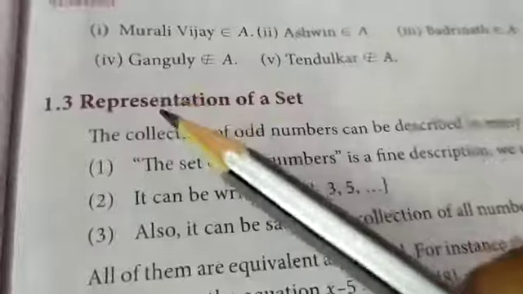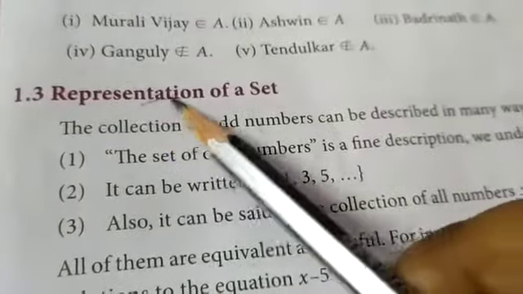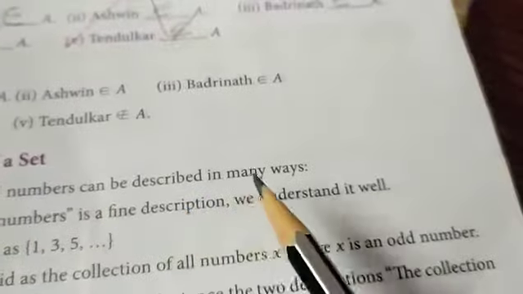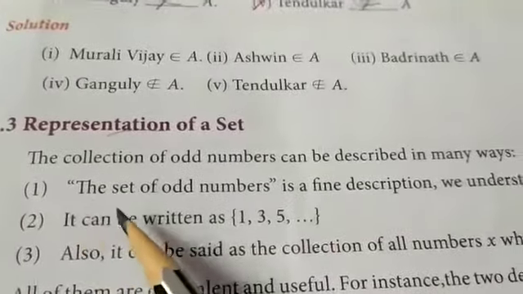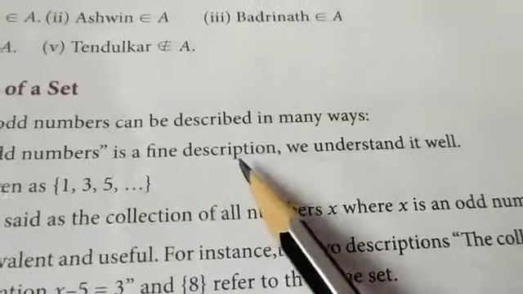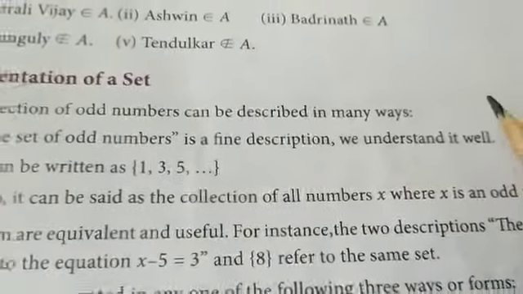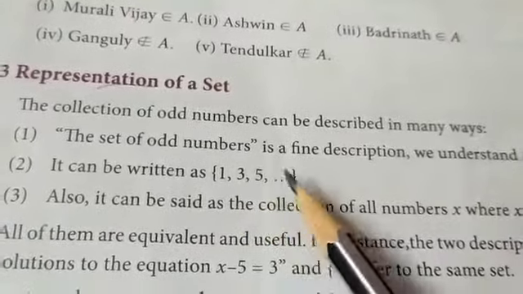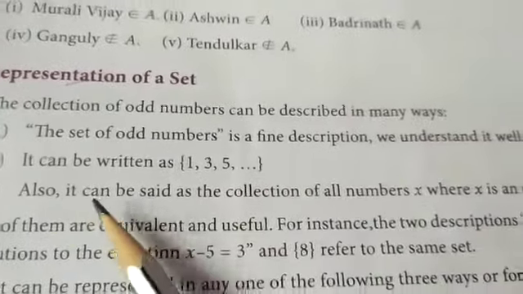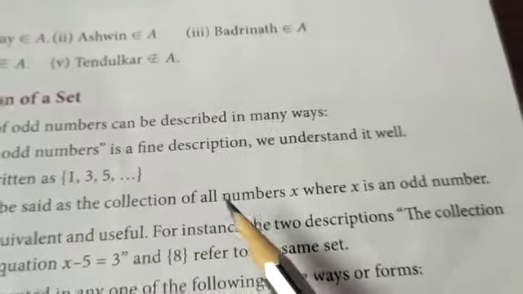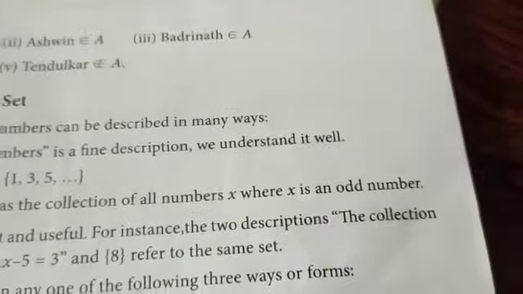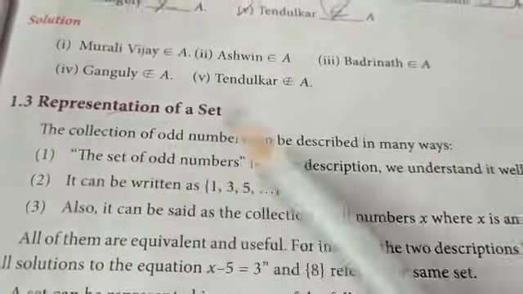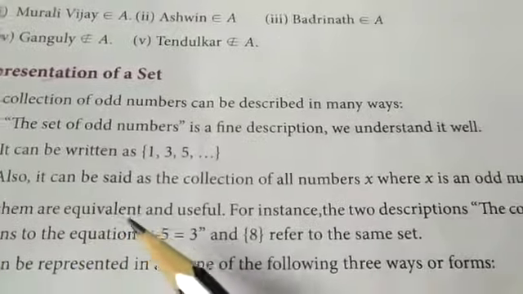So let us go to the next topic, representation of a set. The collection of odd numbers can be described in many ways. First one, the set of odd numbers is a fine description. We understand it well. So it can be written as 1, 3, 5 till infinity. Also, it can be said as a collection of all x where x is an odd number. These are the ways to represent a collection of odd numbers. All of them are equivalent and useful.